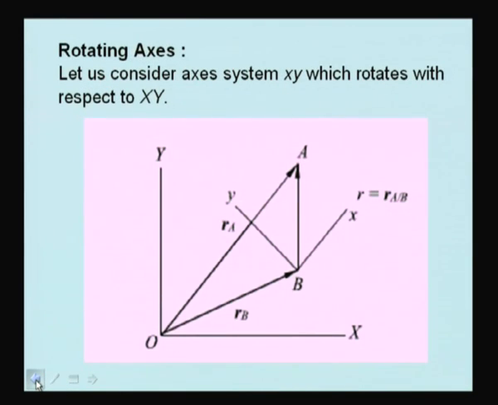Now, we discuss the rotating axis system. Let us consider an axis system xy which rotates with respect to the capital X, capital Y system. Again in the same figure, here also the same relation is valid, that R_A is equal to R_B plus R_AB. That relation remains the same whether this coordinate system is translating or rotating.